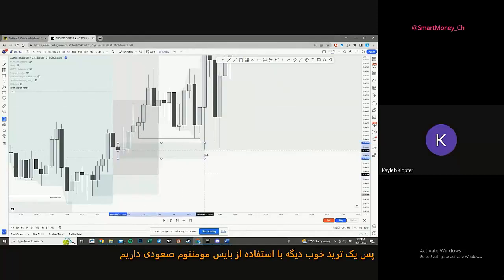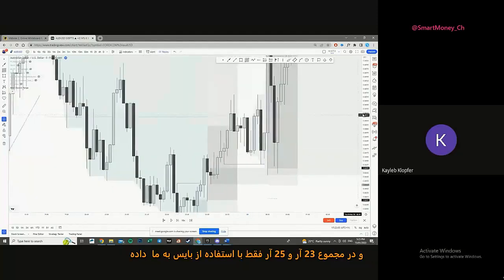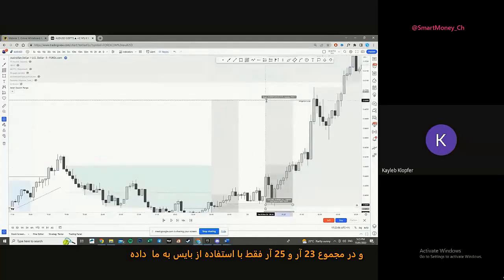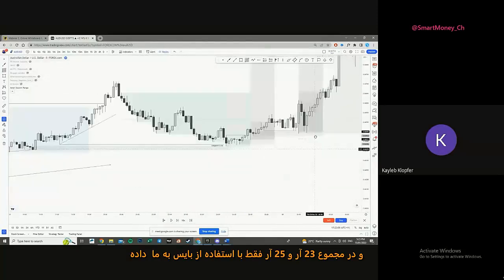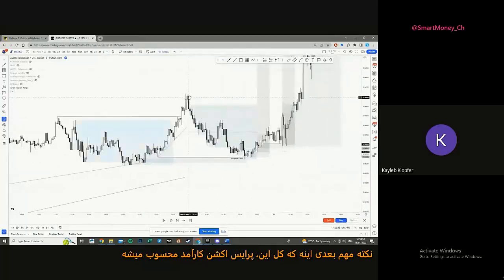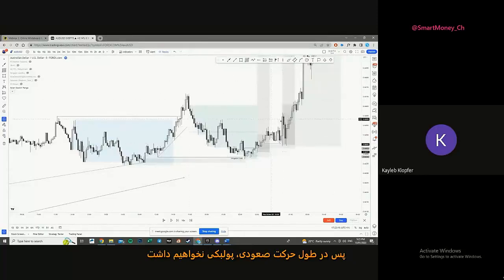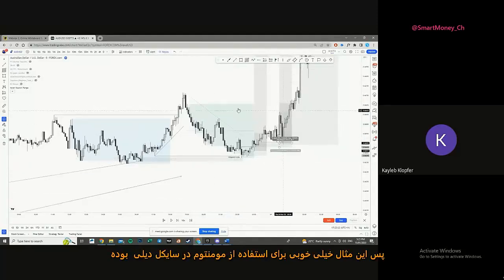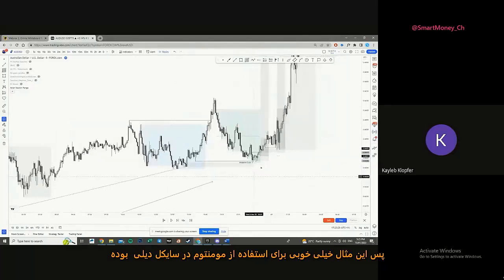So I'm seeing another trade using the bias of momentum for buys, totaling 23R, like 25R, just by using my bias, okay? Also important to note that this is all efficient price action here, so we won't get a pullback during our move up, yeah? So that can act as our build up for our buys. But yeah, perfect. That's a great example of how we can use momentum within the daily cycle.